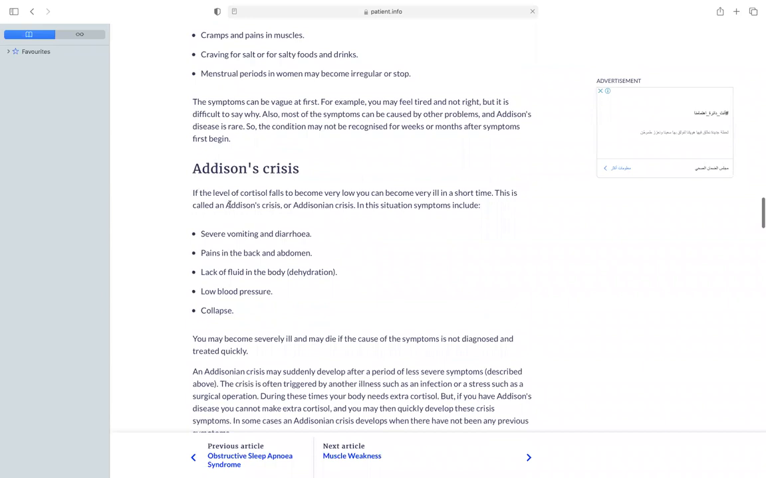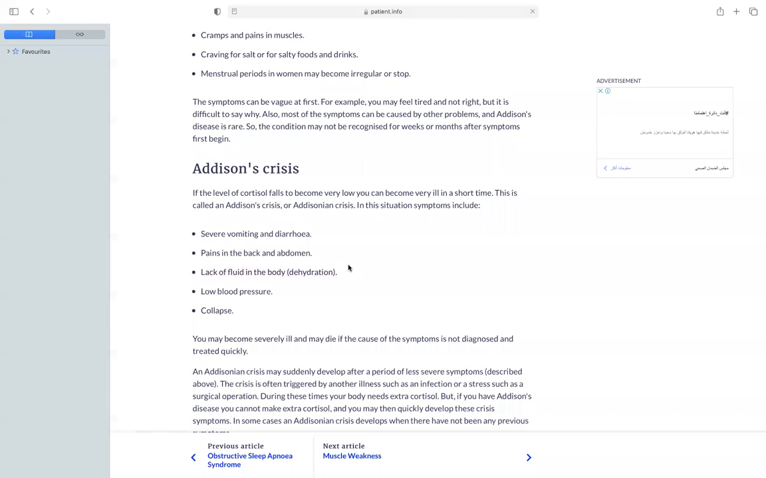I'll just read some points about Addison's crisis here. If the level of cortisol falls very low, you can become very ill in a short time. This is called Addison's crisis or Addisonian crisis. In this situation, symptoms include severe vomiting and diarrhea, pain in the back and abdomen, lack of fluid in the body, dehydration, low blood pressure, collapse. If you see our patient, when she presented to emergency, I had given in the case that the patient had vomiting and diarrhea and had dehydration. This was the information given to the candidate.